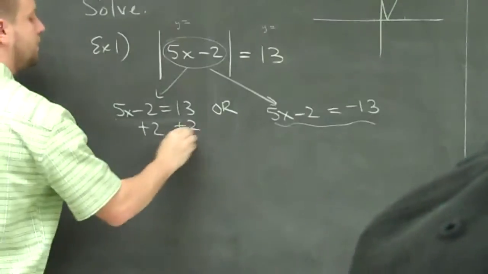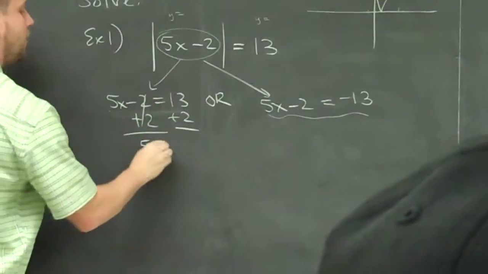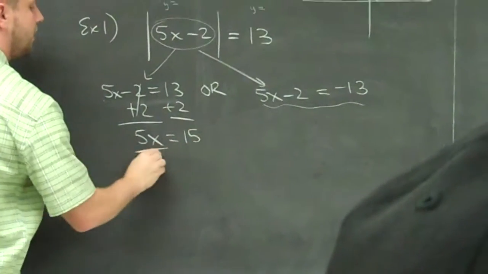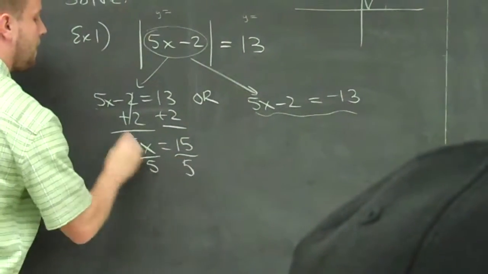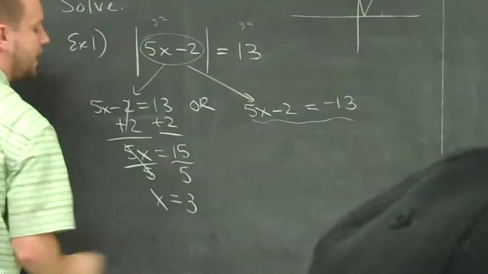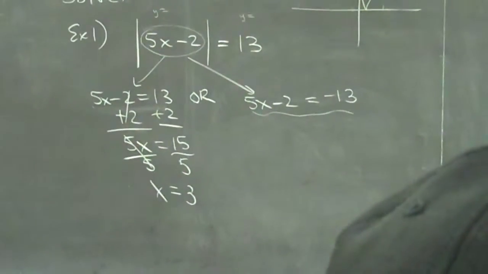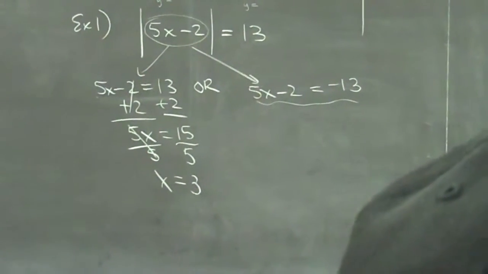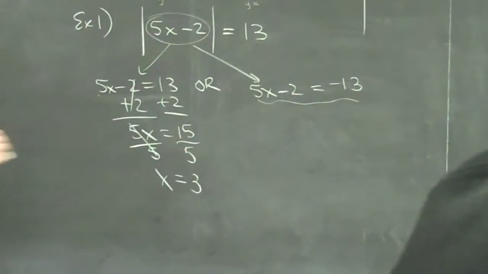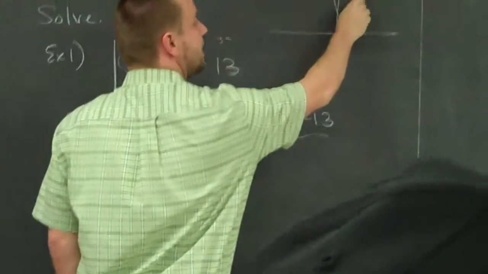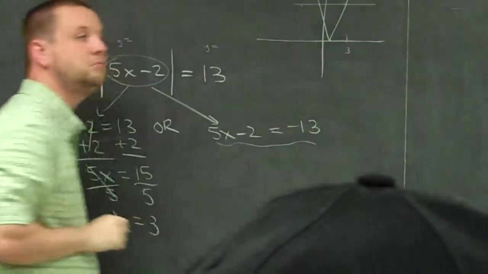Let's add 2. So 5x equals 15, divided by 5, and we get one solution, x equals 3. And even with just a really, really rough sketch graph, does that look like that could have been a 3 right there? Sure.